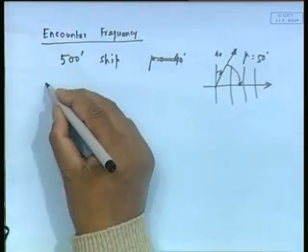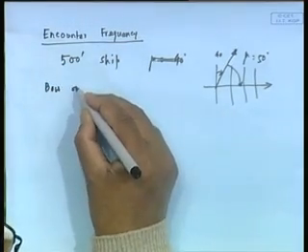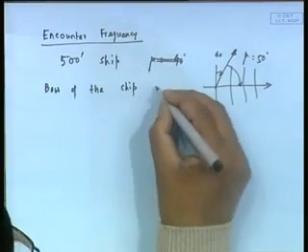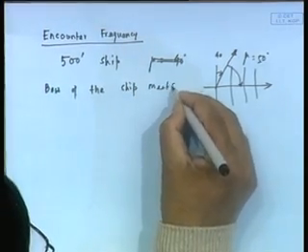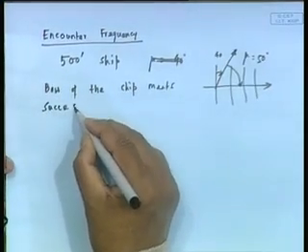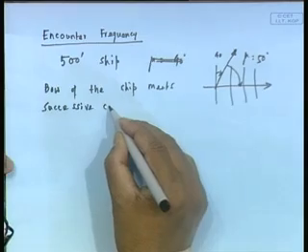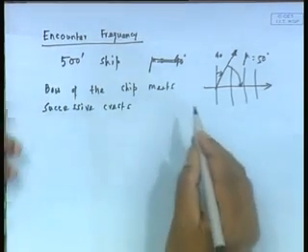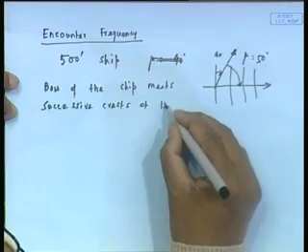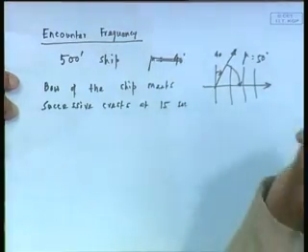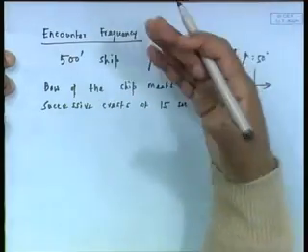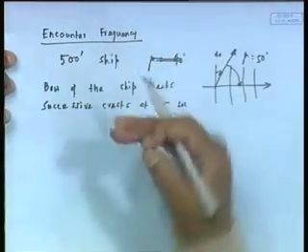The bow of the ship, it says the bow of the ship meets successive crests at every 50 seconds, at 15 seconds. That means the crest takes 15 seconds to meet the bow. Now if you are an observer, you will see that every 15 seconds there is a bow coming.